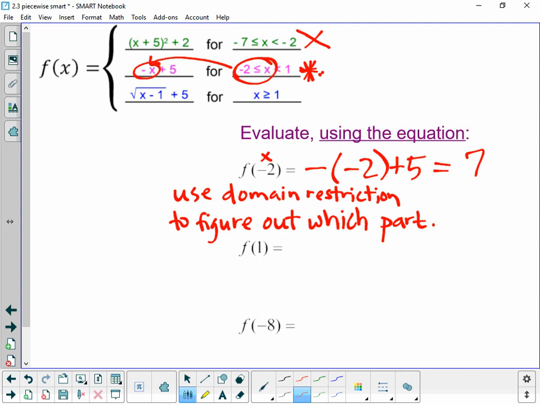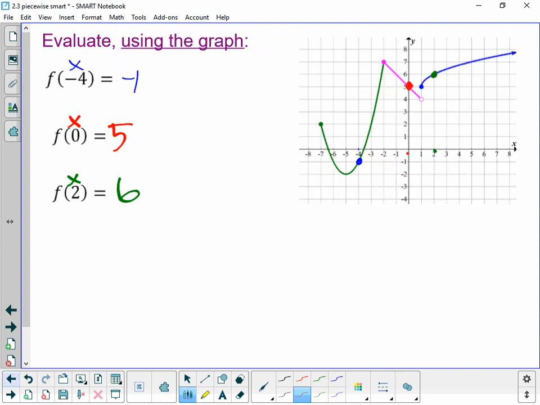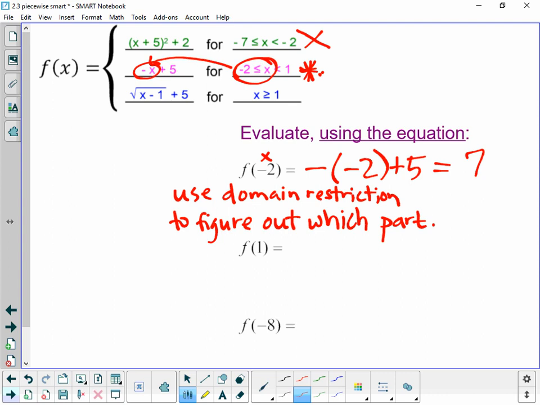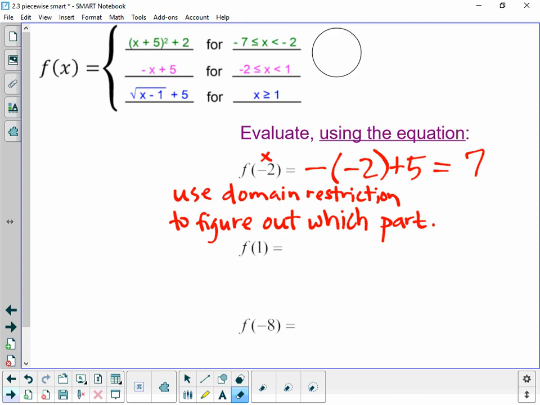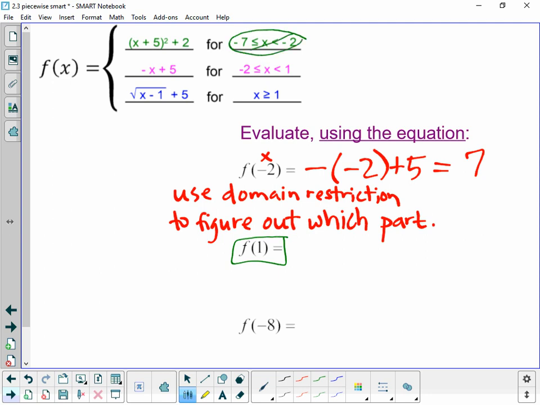So if we look at the graph, now we were using the equation, but if we look at the graph, you can see that for the x value -2, the height is in fact 7. So evaluating the function this way works. Your job is to figure out which part of the function to use. So let's look at this one, f of 1. Well, 1 is definitely not in this interval. It's not between -2 and -7. It's not in this interval. This says x has to be less than 1, so it's not there.